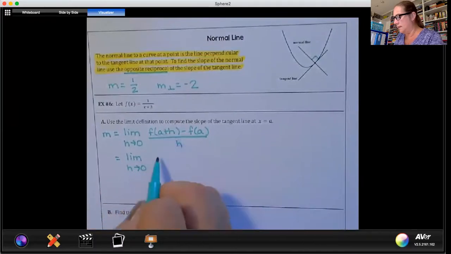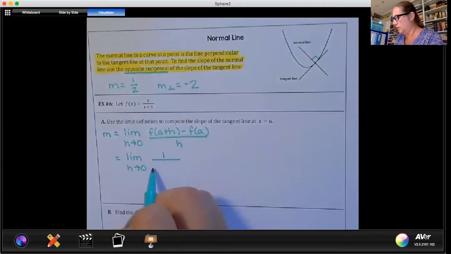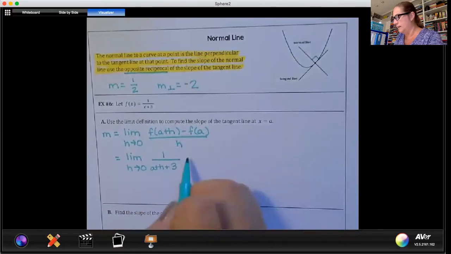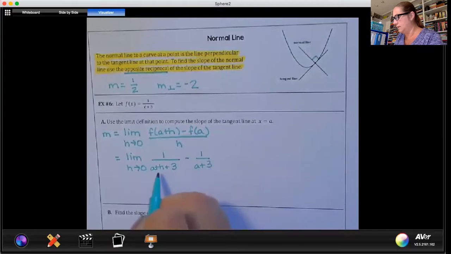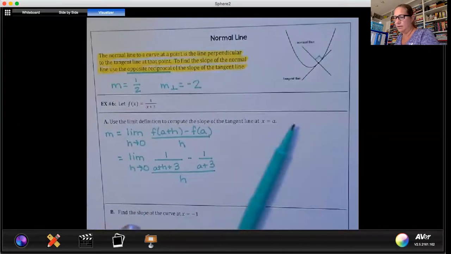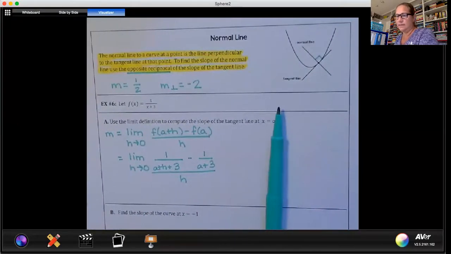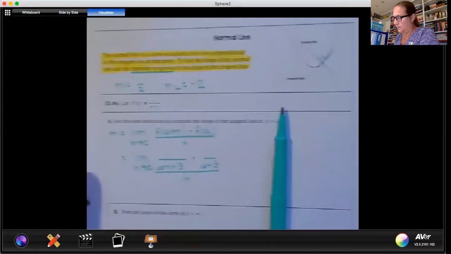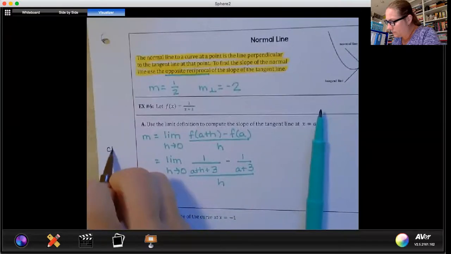F of a plus h is 1 over a plus h plus 3 minus f of a, 1 over a plus 3, over h. We have a complex fraction here, so we need a common denominator. Remember, for your common denominator, you'll do cross, cross, across.